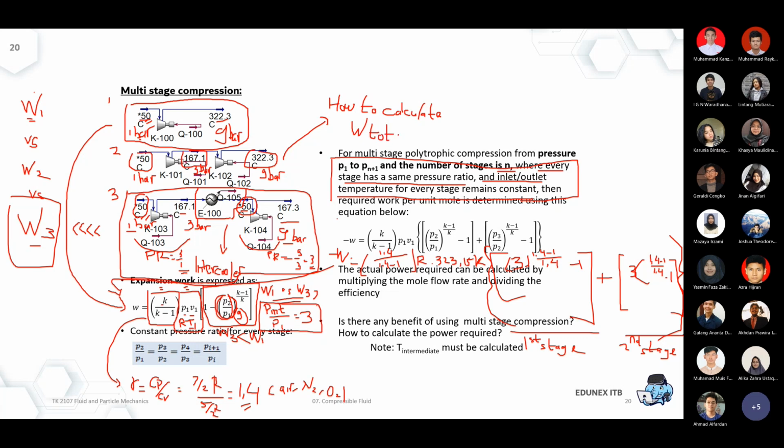The last formula now, it cannot be applied for the second approach. Okay, even though we follow the instruction using the same pressure ratio from 1 to 3 and 3 to 9, it doesn't follow the second condition because the inlet temperature for every stage now is not constant. Okay, the first stage we have 50 degrees C, the second stage we have 167.1 degrees C. So how can we calculate?